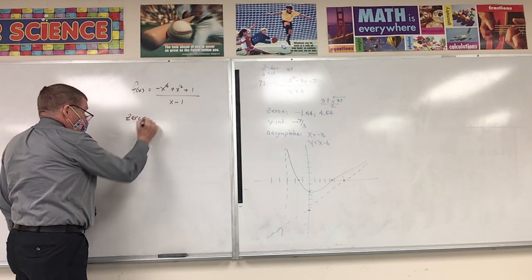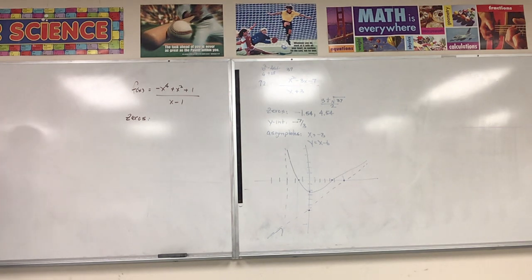Zeros. Alright, in this case here, negative x to the 4th plus x squared plus 1. There's a couple methods you can use to do this. Probably the easiest method is to graph the negative x to the 4th plus x squared plus 1 in your calculator and find your zeros that way.